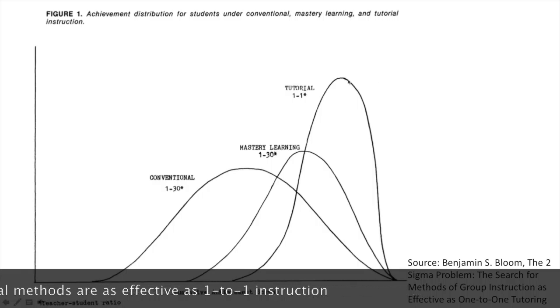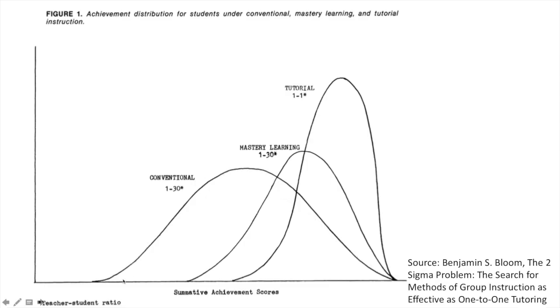So in other words, your average student tutored one-on-one outperforms 98% of all students who are taught using conventional instructional methods. You see that mastery learning has about a 1 sigma difference, so still very good, and that's why you focus on formative assessments and immediate feedback. That's a small thing that you can do in your class that makes a huge difference, but nothing like one-on-one instruction.